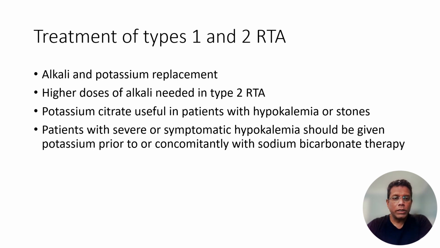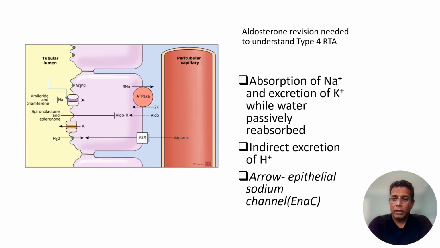Moving on to type 4 RTA, but before that, we'll quickly revise aldosterone, because as we said, type 4 RTA is nothing but either aldosterone deficiency or tubular unresponsiveness to aldosterone. So what does aldosterone normally do? We said that all the tubular cells are basically hungry for sodium because on the basolateral side they have the sodium potassium ATPase, which throws out 3 sodium and pulls in 2 potassium. Therefore, all tubular cells are hungry for sodium and keep reabsorbing sodium from the urine. What aldosterone does is give a boost to this process.